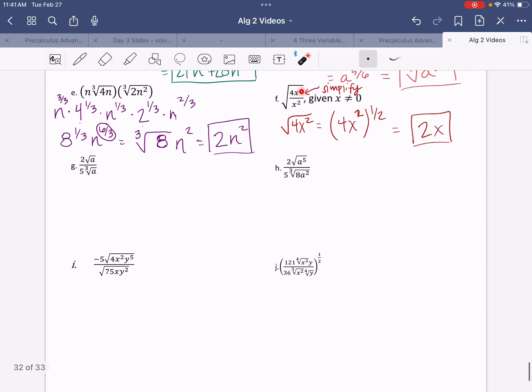Okay, so I was allowed to simplify here because both of these were under the same radical. When I look at question G, that's not the case. They're not under the same radical and their index of their radicals are different. So this one, I want you to put a star. You're going to see something similar. We have to put it into rational exponents. So 2a to the 1/2 over 5a to the 1/3, and now we're going to use our exponent rules.